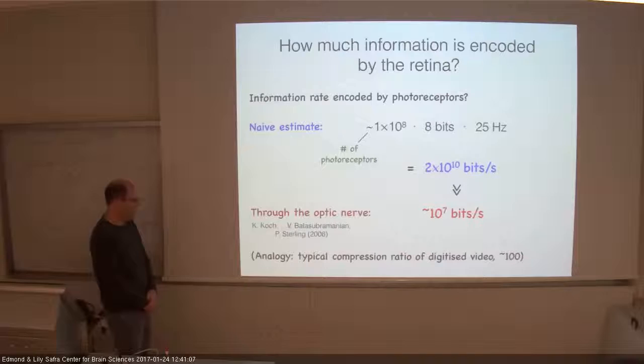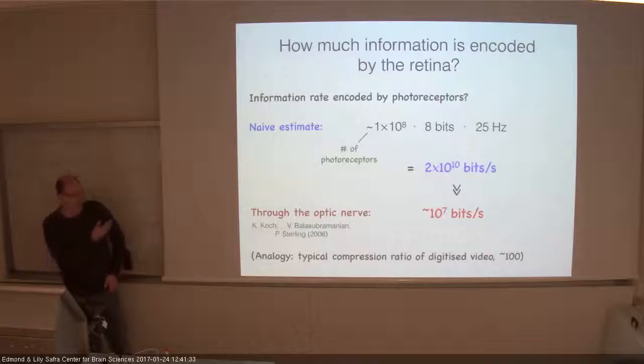The number of bits per second is very large if you just encode each pixel individually, but modern compression methods for video take advantage of the redundancy in the image to compress by a lot the number of bits per second, by factors which go from 100 to maybe even 1,000. In fact, the principles that govern digital compression of images and videos are very similar to the principles that we discussed in the context of the retina.